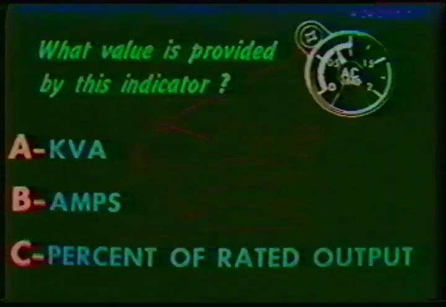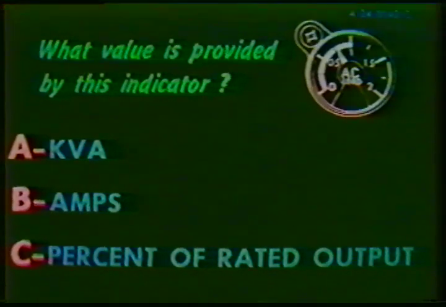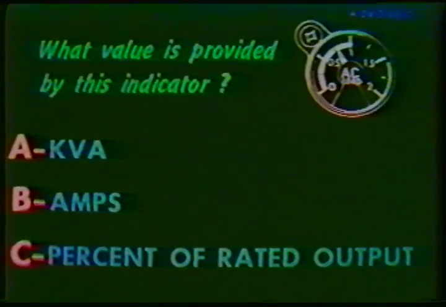Let's see if you can answer this question. What value is provided by this indicator? A, kVA. B, amps. C, percent of rated output. C is the correct answer.